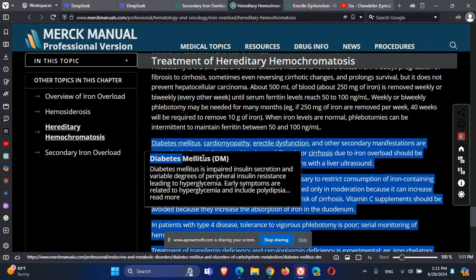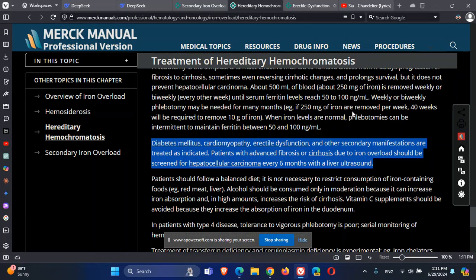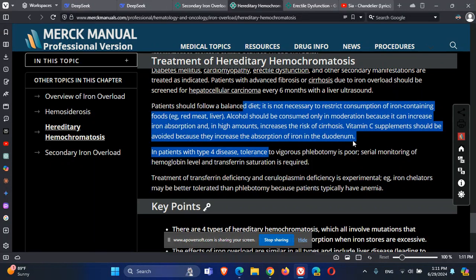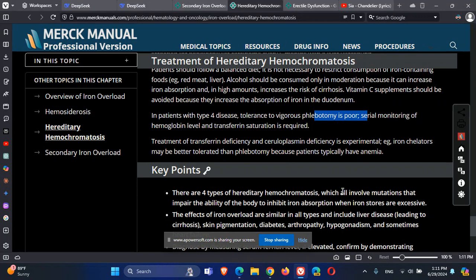Okay, this is follow-up about the complications: diabetes, hepatocellular carcinoma, erectile dysfunction, cirrhosis, cardiomyopathy. Diet: don't consume too much alcohol because it can increase iron absorption. Don't consume too much vitamin C because it can increase iron absorption. Okay. In type 4, phlebotomy is not really working very well, so it's a problem.